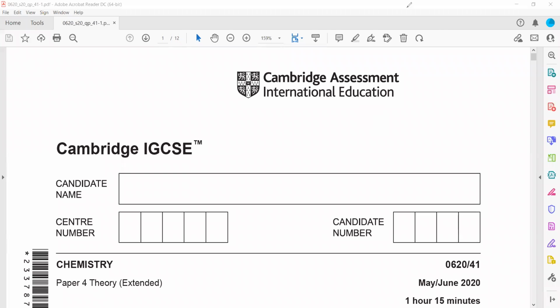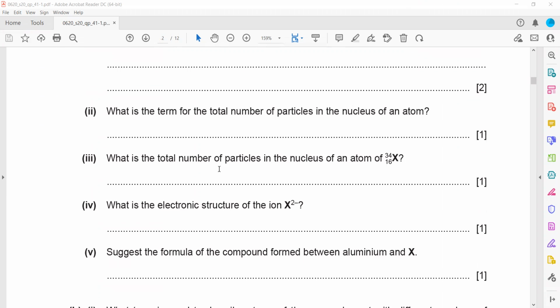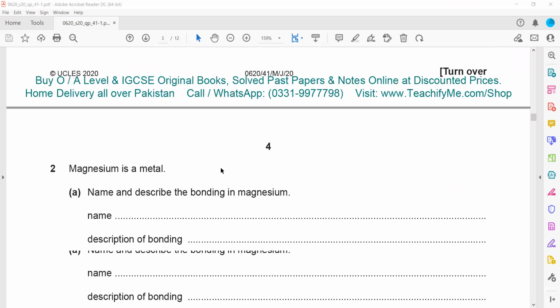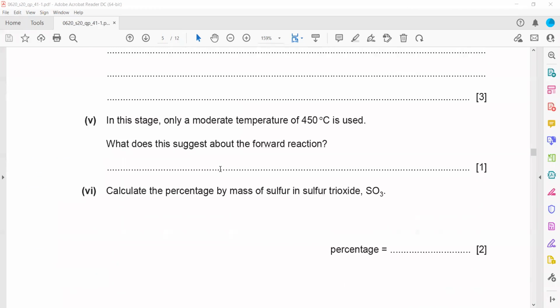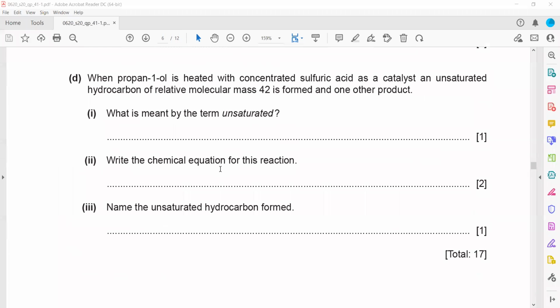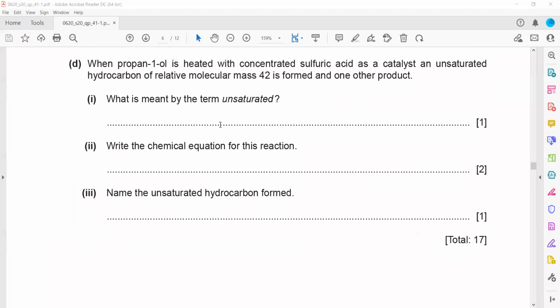This one is May-June 2020 paper 4, variant 1. We'll discuss the organic chemistry question from this paper. Normally, the last question is from organic chemistry. So one part is there, as you can see in this one.